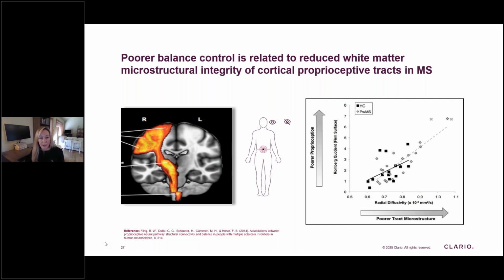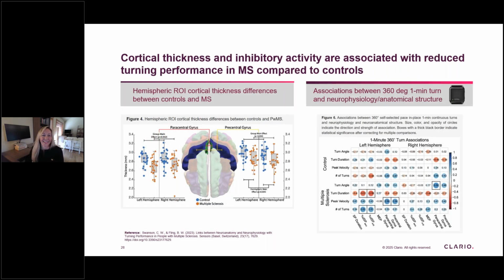And then there's another study that's been demonstrating in MS that cortical thickness and inhibitory activity are also associated with reduced turn performance. So turns can be quantified with wearable sensors by putting a sensor on the lower back as well, and sensors on the feet to look at steps in a turn. And so turning impairment was related to these structures as well. Next slide, please.